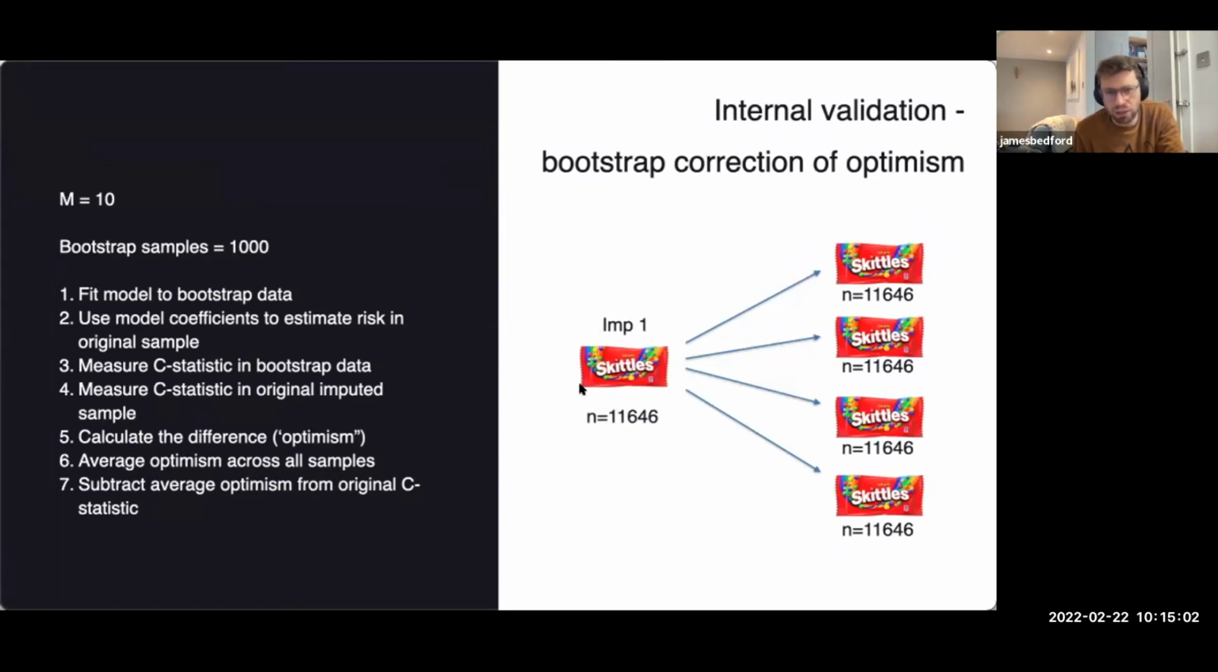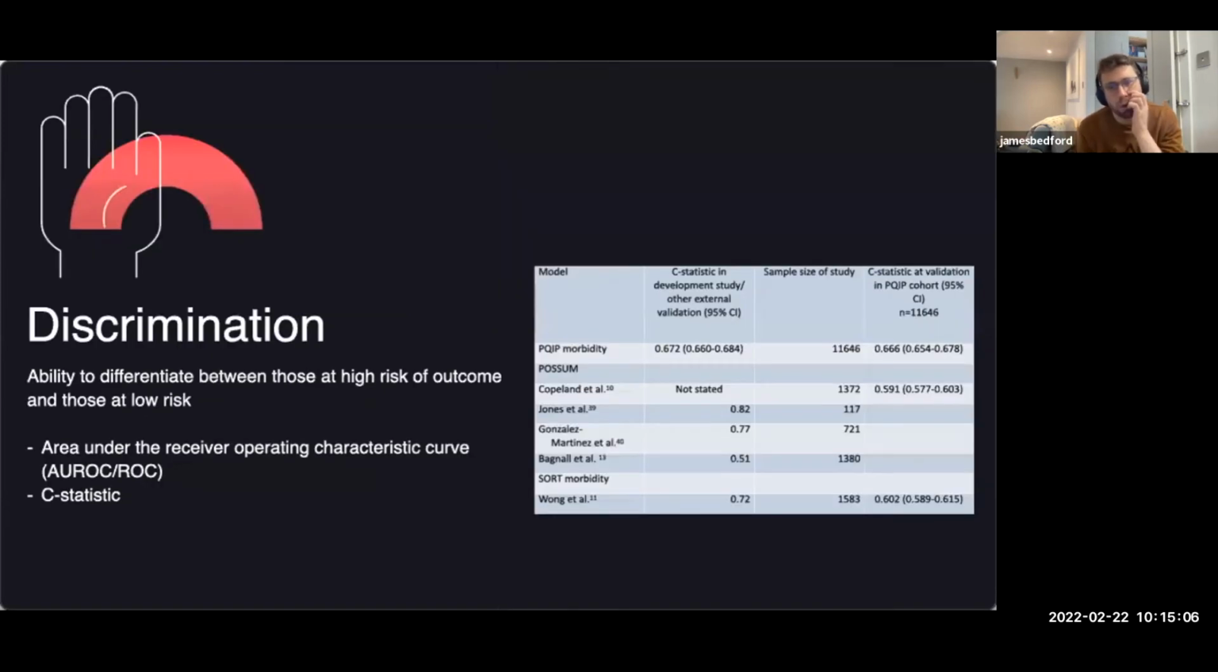And that gives you the correction of optimism, essentially, for our model, the area looking at the C-statistic, the area under the curve. For this, an area under the curve of 1 is perfect. Discrimination is the ability of the model to differentiate between those at high risk of the outcome and those at low risk of the outcome. So 1 is perfect separation: it gives a high value to all of those patients who have the outcome and a very low value to all of those patients who don't have the outcome.